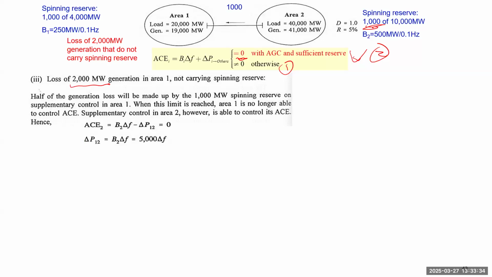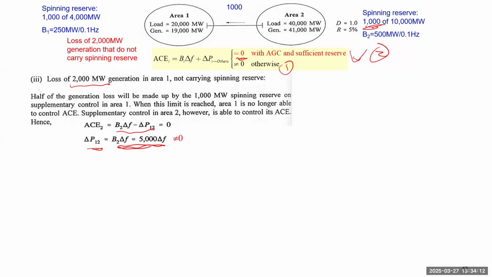So we can do the calculation starting from area 2. So ACE will be 0, which means this linear combination of the frequency deviation and tie-line flow change will be 0. But it doesn't mean the frequency deviation will be 0 or tie-line flow will be the original. How do we calculate tie-line flow? If this is 0, we can only have this conclusion, which means we still need to determine the frequency deviation based on the first area. And then we can calculate tie-line flow.